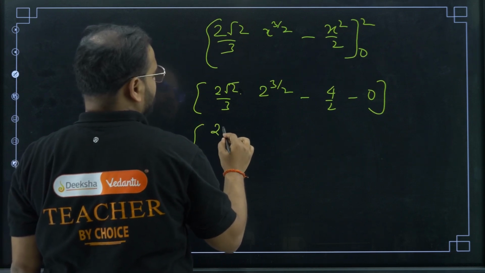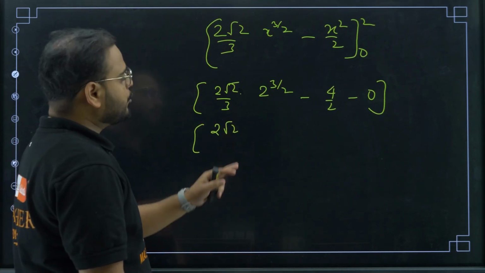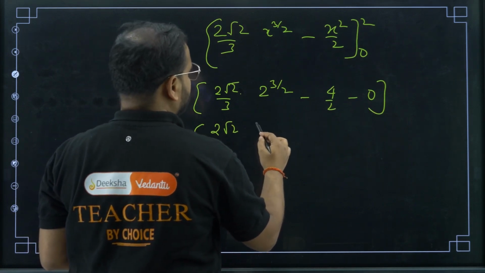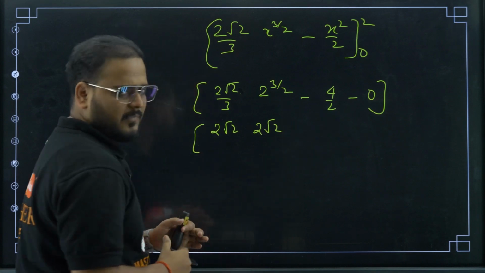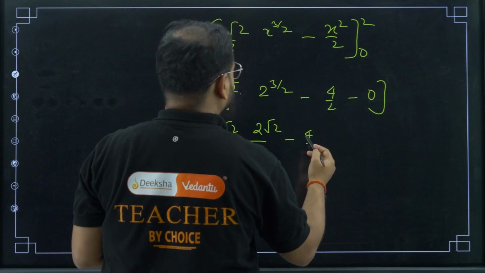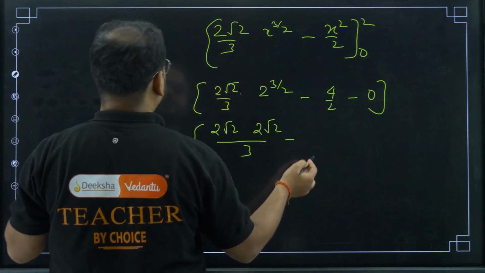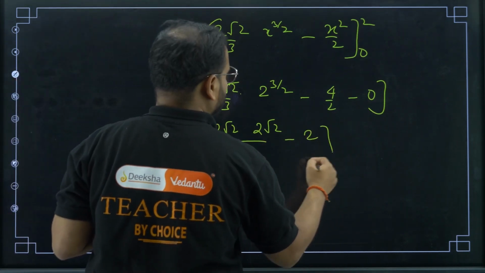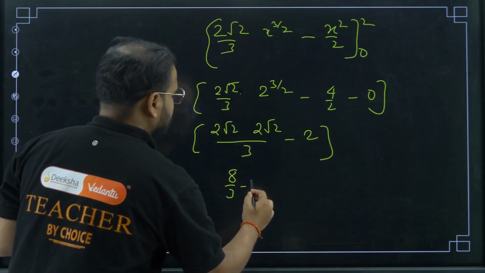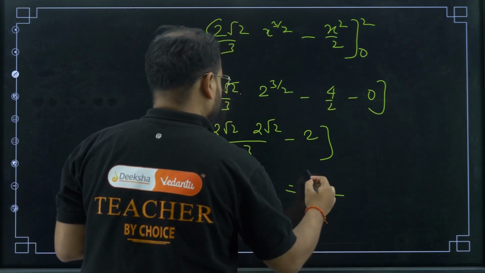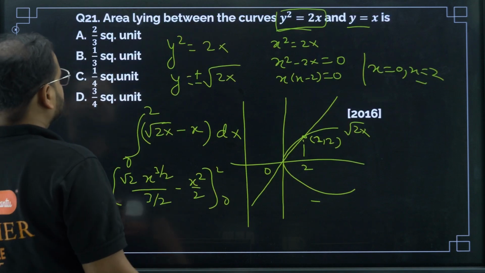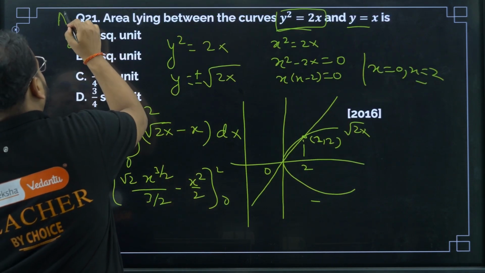I get what? Please check. 2 root 2, 2 cube is how much? 2 cube is going to be 8, and the root of 8 will again be 2 root 2 only. Correct? 2 power 3 by 2 is 2 root 2, divided by 3 minus 4 by 2, which is simply 2. So 2 root 2 times 2 root 2 is 8, so 8 by 3 minus 2. Take the LCM, you're going to get 3 over here. So 8 minus 6. Answer would be 2 by 3, option number A.